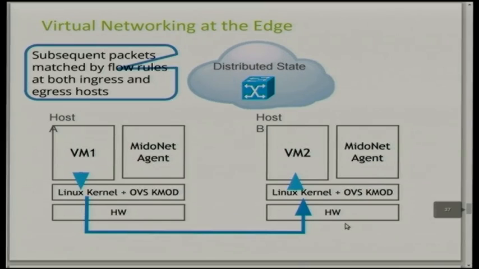Then the subsequent packets don't need any simulation. They are just sent via tunnels with no overhead. MidoNet adds a small amount of overhead for the first packet, but that's it.